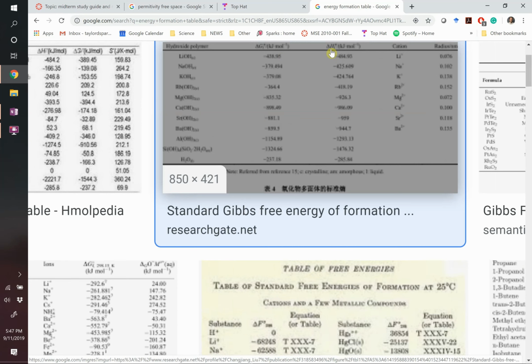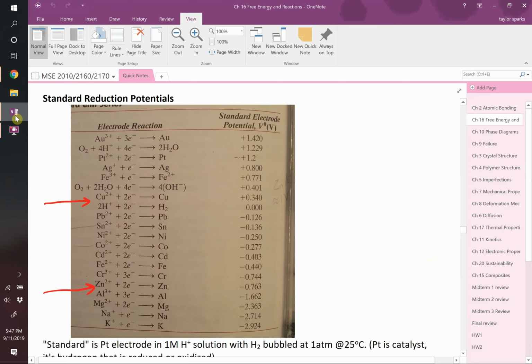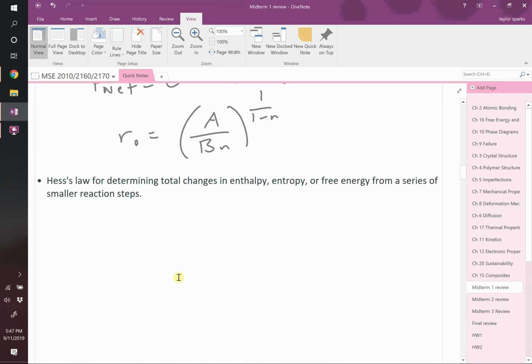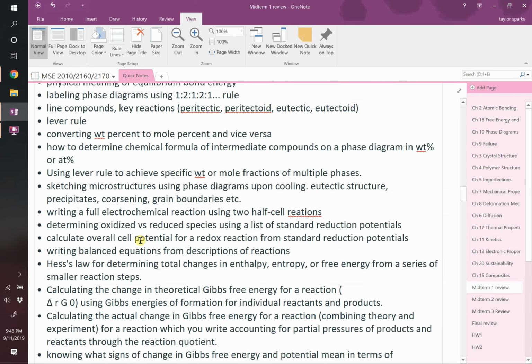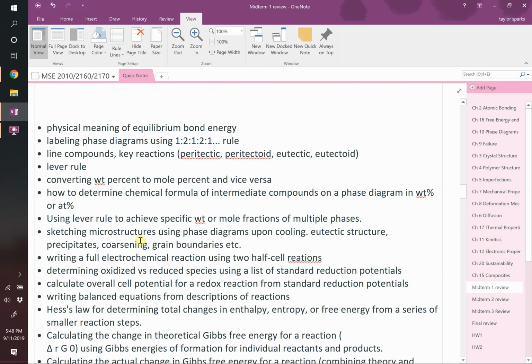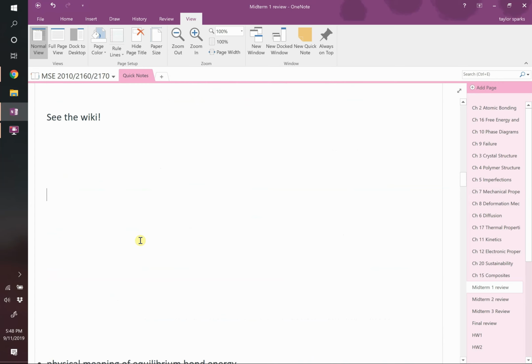All right, what else can I answer? Premit, what's your question? Microstructure. Are we ready to move on from Hess's Law? Okay, let's do microstructures.